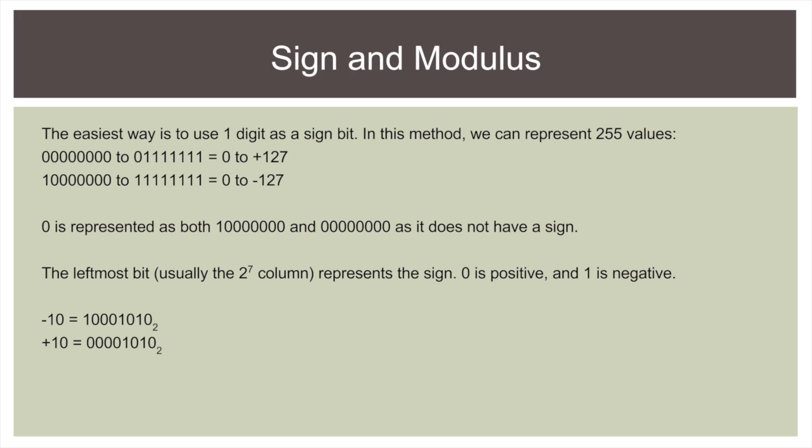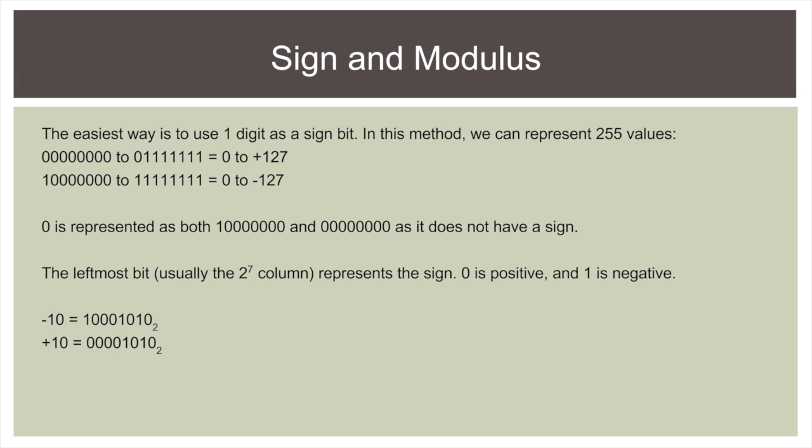So the easiest way to use one digit is a sign bit. In this method, we represent 255 values. 0 followed by seven 1s, which equals positive 127. And we also have a 1 at the front with all 1s, which equals minus 127.